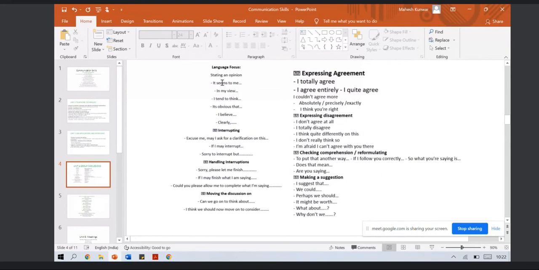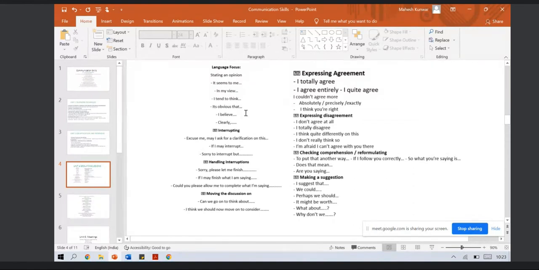First, you have to state an opinion. What is your opinion? While you are stating your opinion, telling your ideas, information, perspectives, or views, you can say, "It seems to me it's a positive approach for that." "It seems to me," "in my view," "I tend to think that it is obvious that the point you have said is correct." This is how you can start.